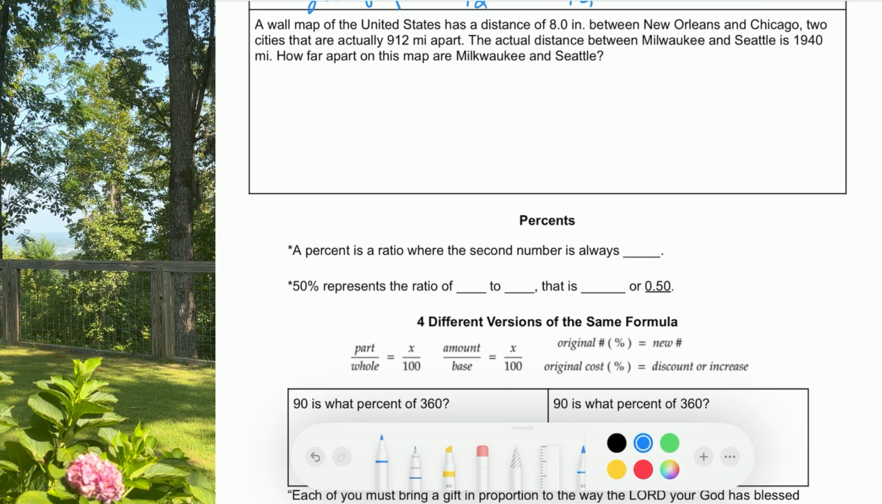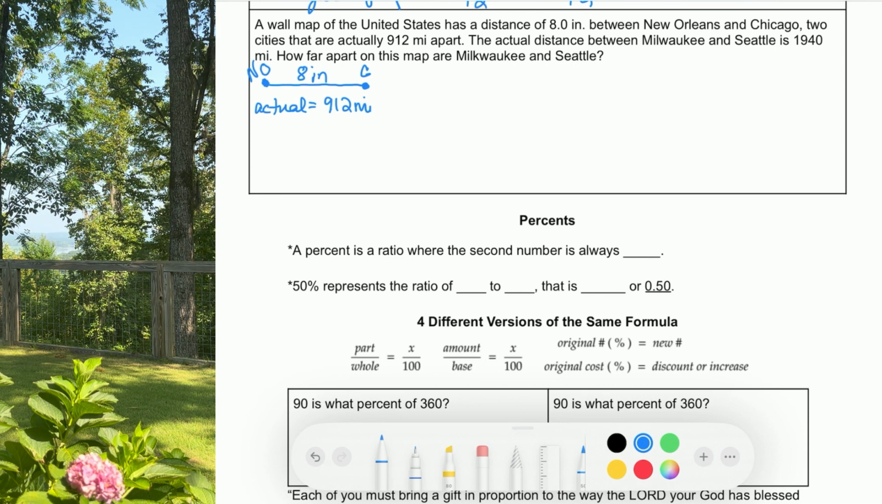Next example. A wall map of the United States has a distance of 8 inches between New Orleans and Chicago. All right, so we're going to have New Orleans. I'm going to put an O for New Orleans, or N-O. That's what I'll put, N-O. And then for Chicago, I have C. On the wall map, this distance is 8 inches. Okay. They're actually 912 miles apart. So actual, real life, is 912.